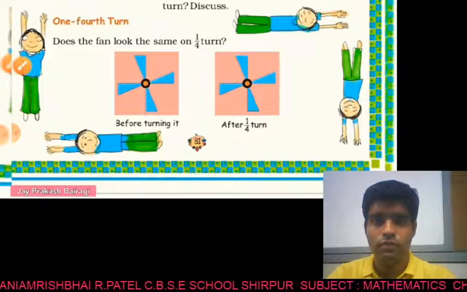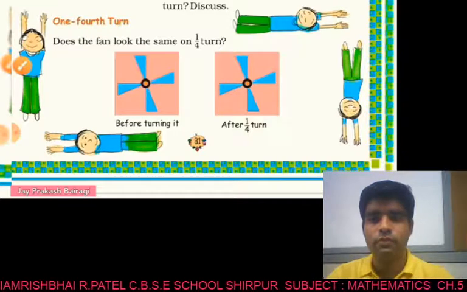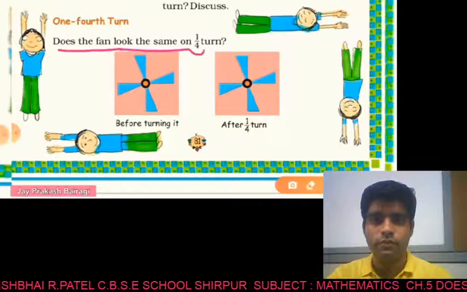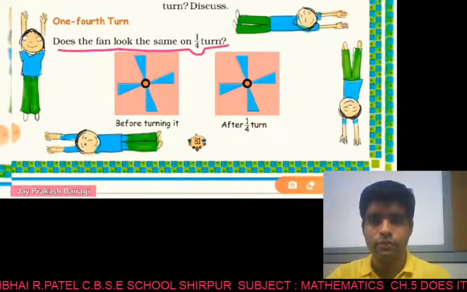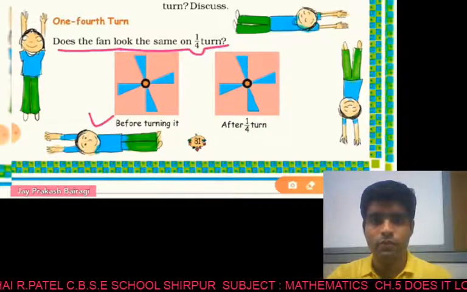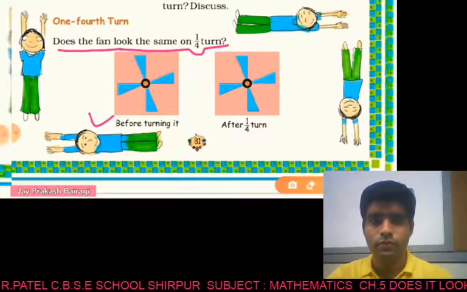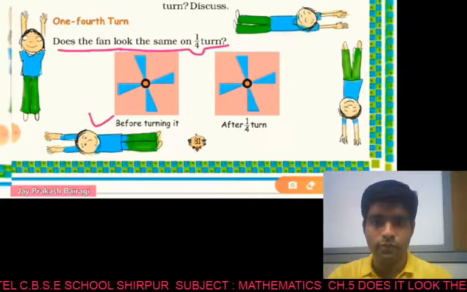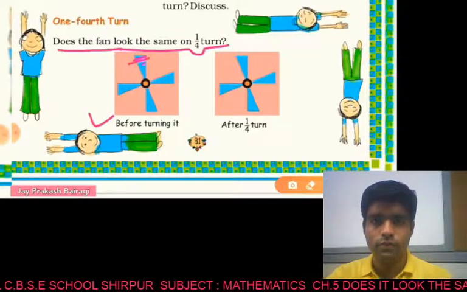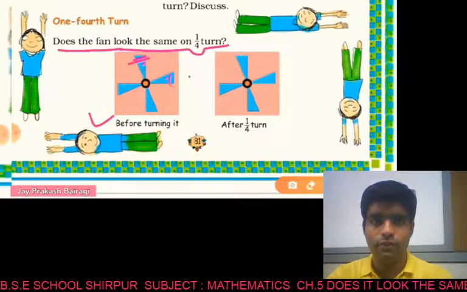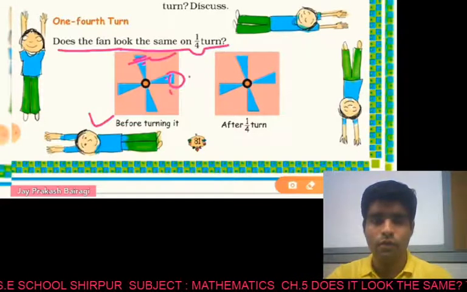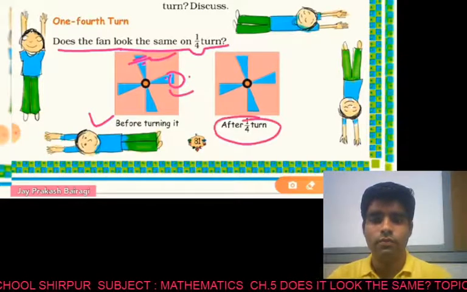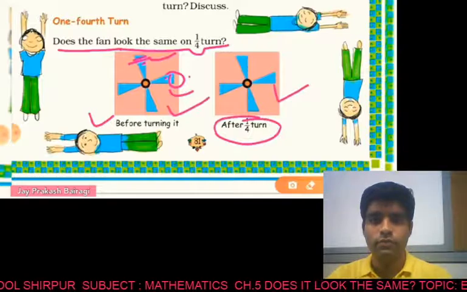Now let's start to read and try to solve some problems of this textbook. Does the fan look the same on a 1/4 turn? You can see here we have the blades of a fan. All blades are colored blue. What will happen if you take a 1/4 right turn? This upper blade will come here. This is blue and that is also blue, so there will be no change. So here you can see a 1/4 turn, and there are no changes in this type of shape.